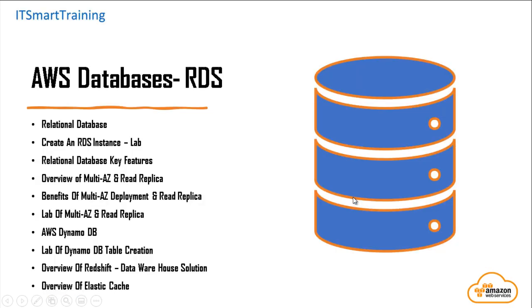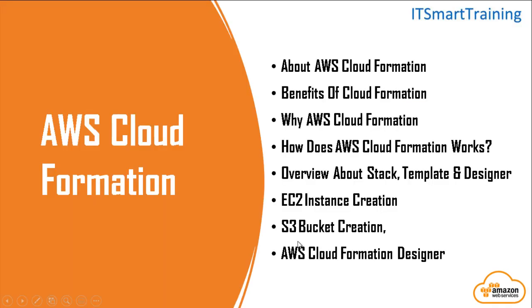After that, we will cover the AWS databases. In this, we will cover the relational database, create an RDS instance, relational database key features, all these things. We also cover DynamoDB. Next, AWS CloudFormation. We form our AWS cloud inside the free tier, and inside the cloud we create an EC2 instance and an S3 bucket as well.